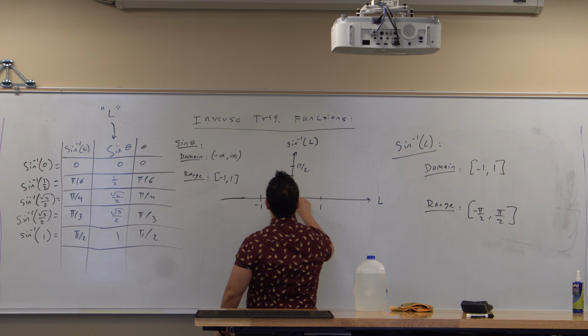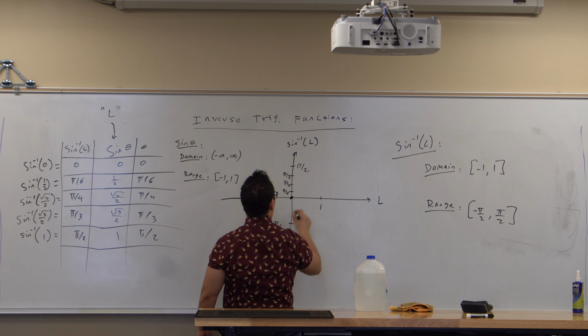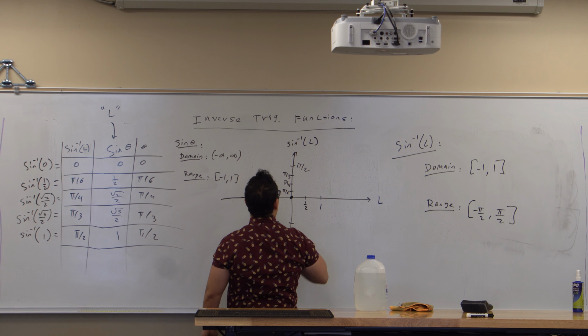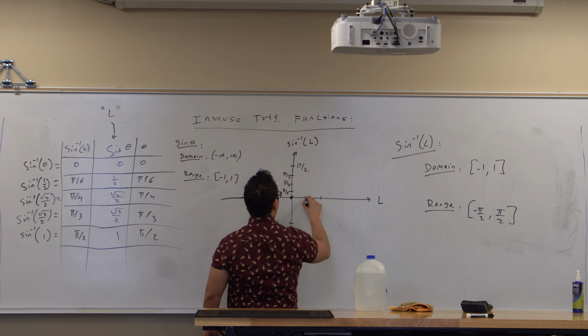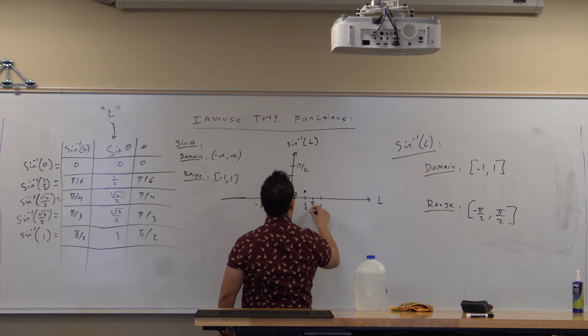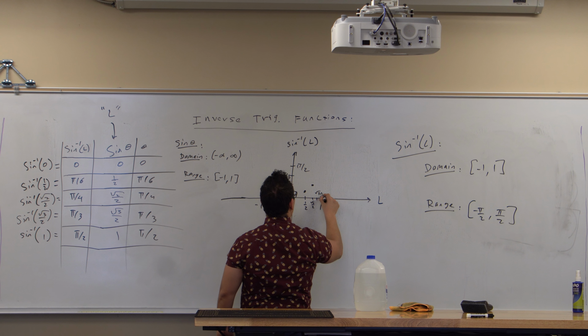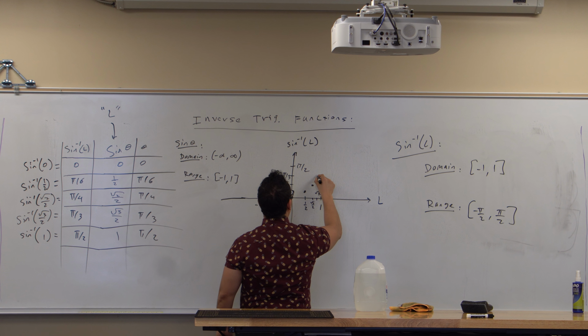At 0, our sine inverse of 0 is 0. Sine inverse of 1/2, so here's 1/2. At 1/2, it is π/6, so right here we'll put a dot. Then at √2/2, it's π/4. Over here, √2/2, we'll be over here at π/4. And over here at √3/2, it's at π/3. And at 1, it becomes π/2.